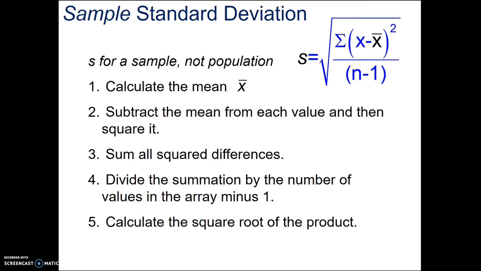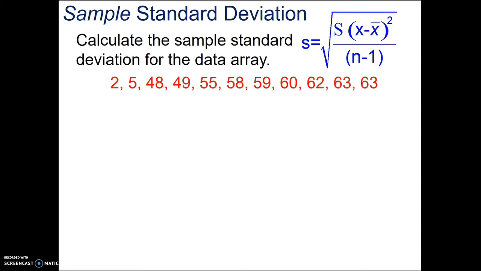Then you are going to take the number of values minus 1 and divide your summation by that value. And then last but not least, you're going to take the square root of all that stuff. So let me show you what this looks like. And if you need to, you can pause it. You can slow this down to see what's going on.